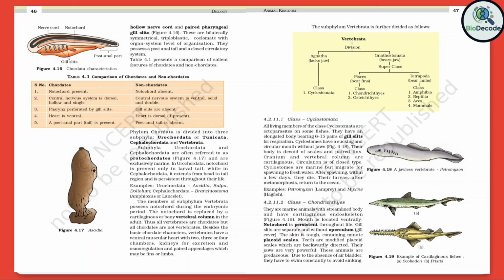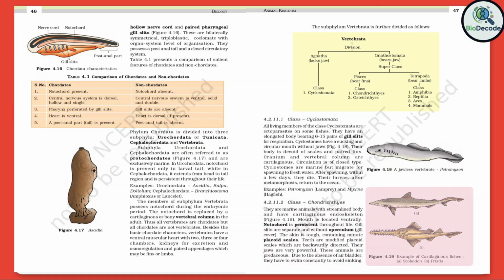Class Chondrichthyes. They are marine animals with streamlined body and have cartilaginous endoskeleton. Figure 4.19. Mouth is located ventrally. Notochord is persistent throughout life. Gill slits are separate and without operculum, the gill cover. Skin is tough, containing minute placoid scales. Teeth are modified placoid scales which are backwardly directed. Their jaws are very powerful. These animals are predaceous. Due to the absence of air bladder, they have to swim constantly to avoid sinking.